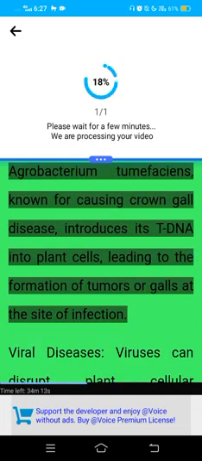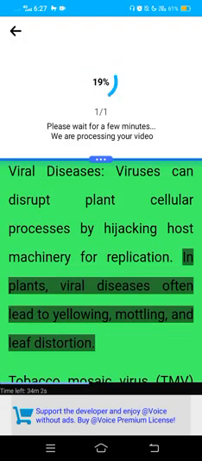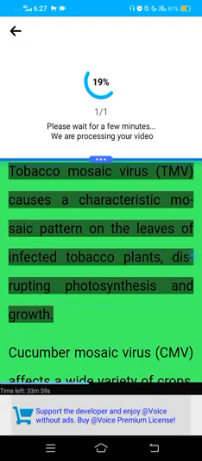Agrobacterium tumefaciens, known for causing crown gall disease, introduces its T-DNA into plant cells, leading to the formation of tumors or galls at the site of infection. Viral diseases. Viruses can disrupt plant cellular processes by hijacking host machinery for replication. In plants, viral diseases often lead to yellowing, mottling, and leaf distortion. Tobacco mosaic virus (TMV) causes a characteristic mosaic pattern on the leaves of infected tobacco plants, disrupting photosynthesis and growth.